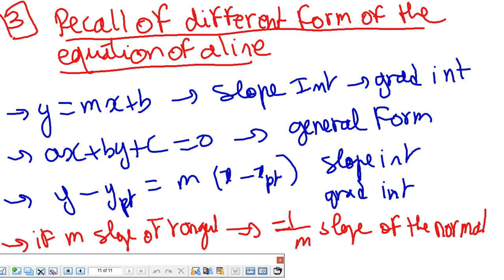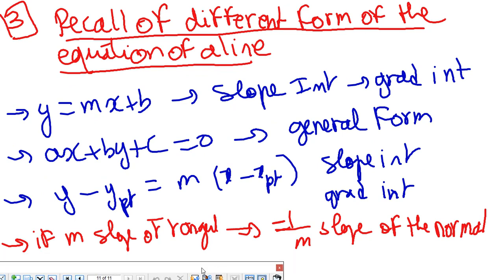The last part in this lesson is just the recall from chapter 2, I think, guys. So what are the different forms of the equation of a line? I have y equal mx plus b. It's the slope intercept form, or we say also the gradient intercept form. Ax plus by plus c is equal to 0. We say it's the general form. Y minus y of the point is equal to m times x minus x of the point.